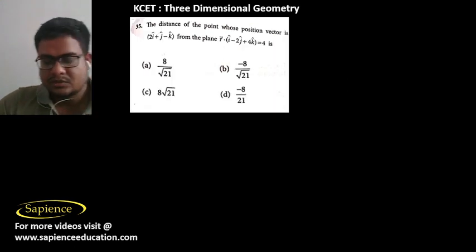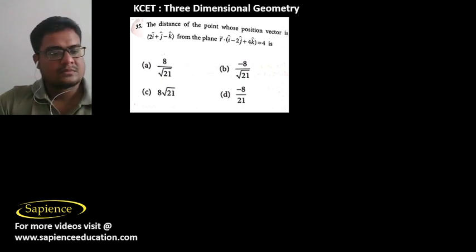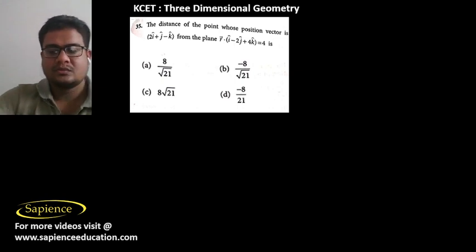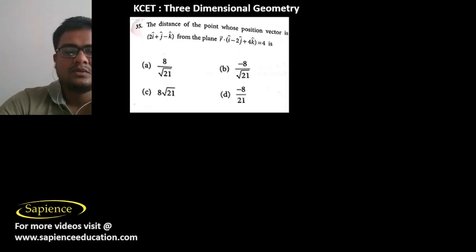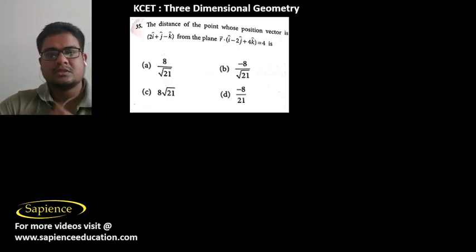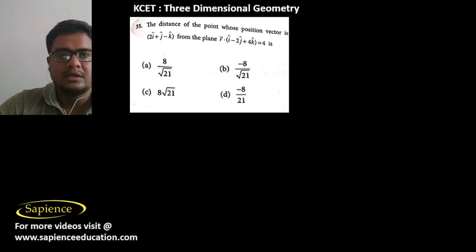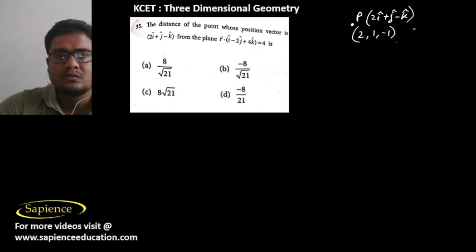Then we shall solve the last question, question number 35. It says the distance of the point whose position vector is 2i cap plus j cap minus k cap. It means the coordinates of the point are 2, 1, minus 1.